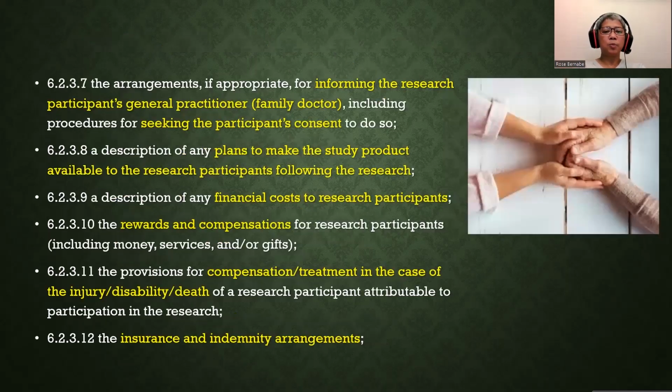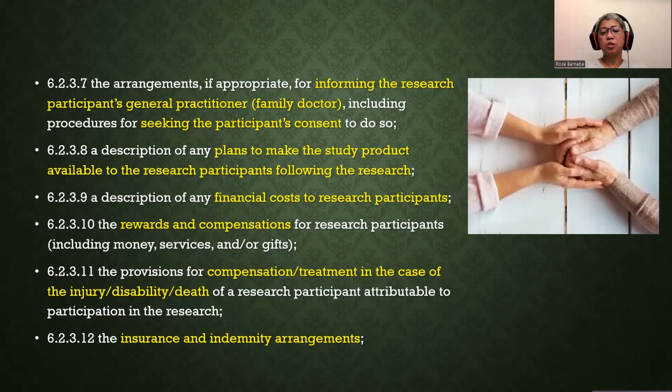Arrangements for informing the research participant's general practitioner, the GP, and procedures for seeking the participant's consent. So if necessary, the GP must be informed of the participation of this particular person. At the same time, before any kind of informing of the GP happens, there must be consent from the participant for his or her GP to be informed. Description of any plans to make the study product available to the research participants following the research. This was somehow related to what we've said a while ago.